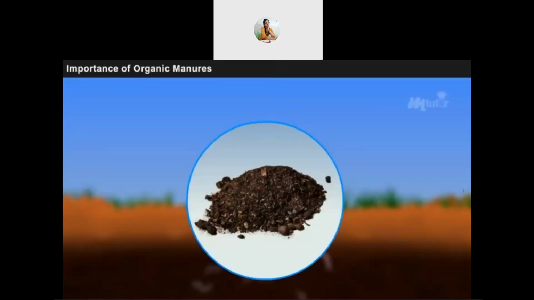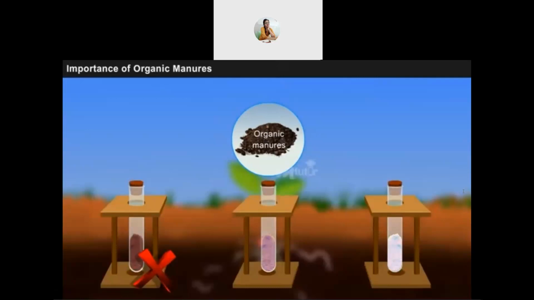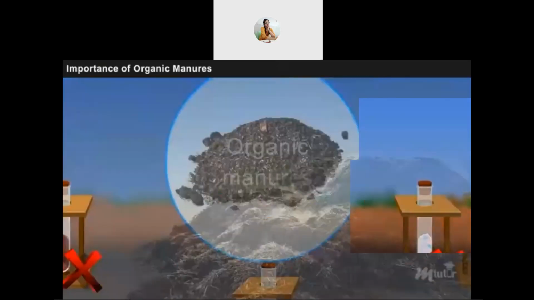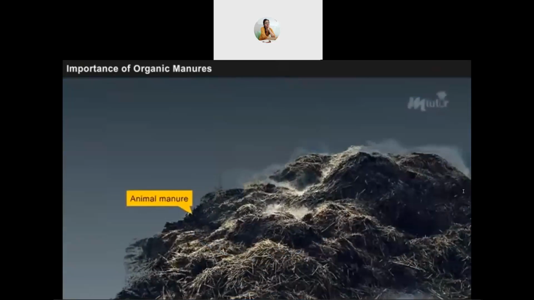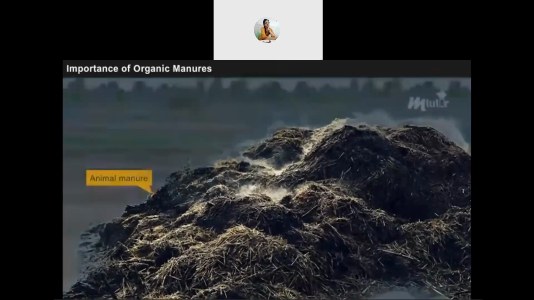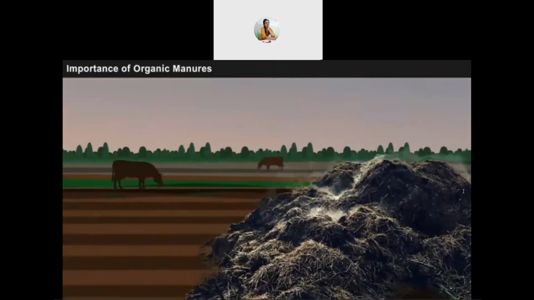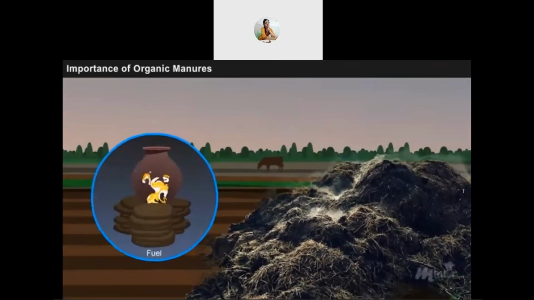Importance of organic manures. Organic manures are easily available in all climatic conditions. Organic manures do not need any additional components to react with the soil. Animal manure, which is one of the types of organic manures, can also be prepared from slurry that is easily available in agricultural lands. They can also be used as a fuel.